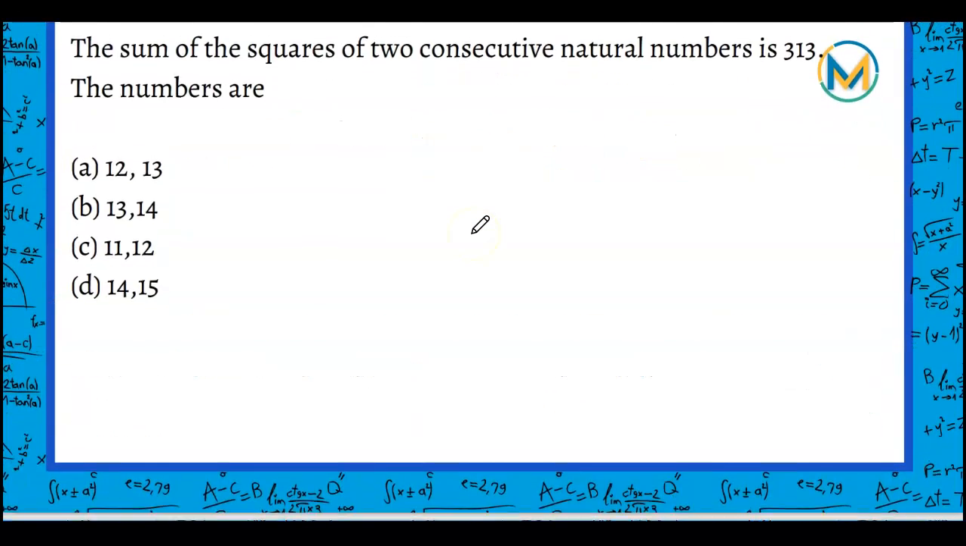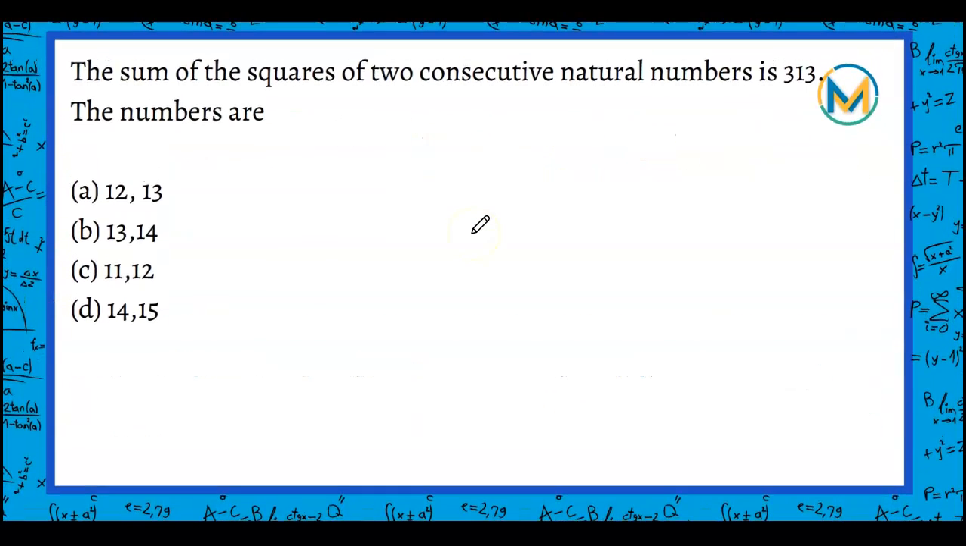The next question that we have is: the sum of the squares of two consecutive natural numbers is 313. Find the numbers. Consecutive numbers means they come one after the other. So let the first number be x and the second number we take as x plus 1. The condition says sum of the squares, so x square plus x plus 1 square is equal to 313.